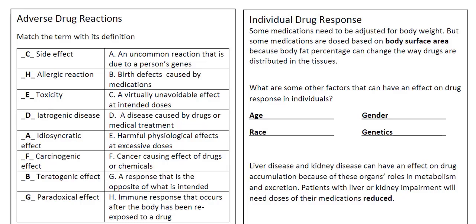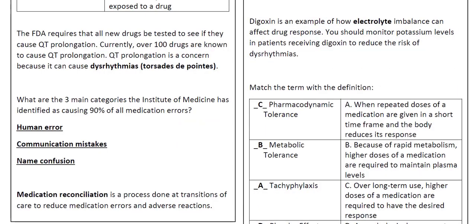Comorbid conditions are another factor that can affect individual drug response. For example, patients with liver disease and kidney disease can have different effects on drug accumulation because of these organs' roles in metabolism and excretion. Therefore, patients with liver or kidney impairment will need doses of their medications reduced to avoid toxicity.